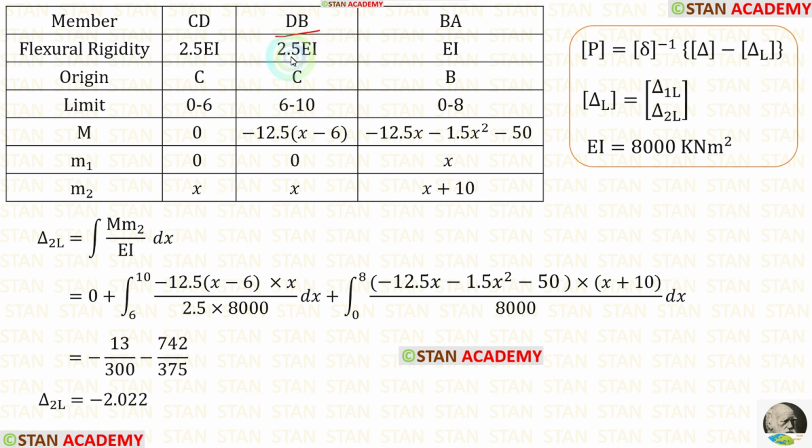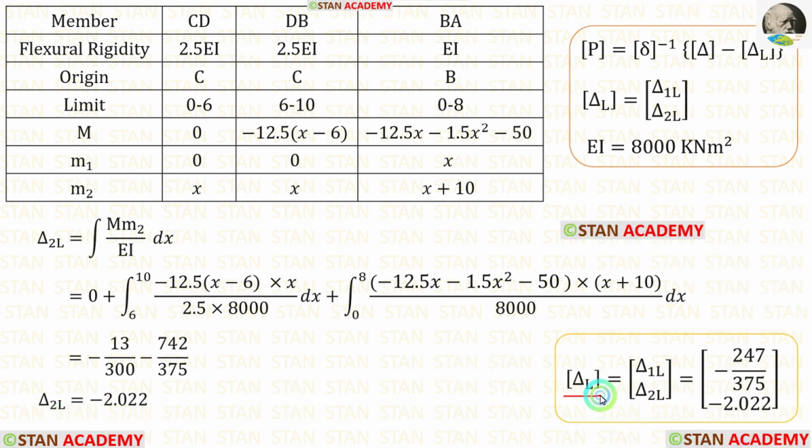For dB, the flexural rigidity is 2.5 EI. So we have to multiply EI with 2.5. The limit is 6 to 10. In the integrations, let us apply the value of m and m2. After making integrations, we are getting delta 2L.